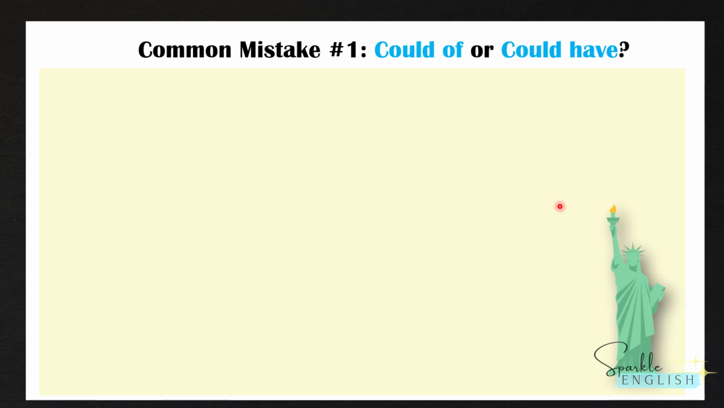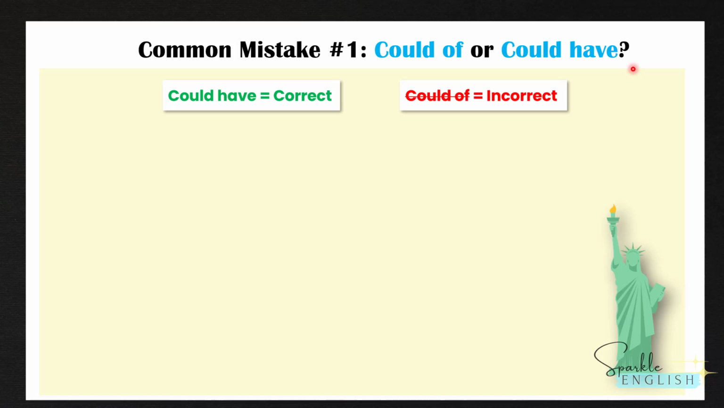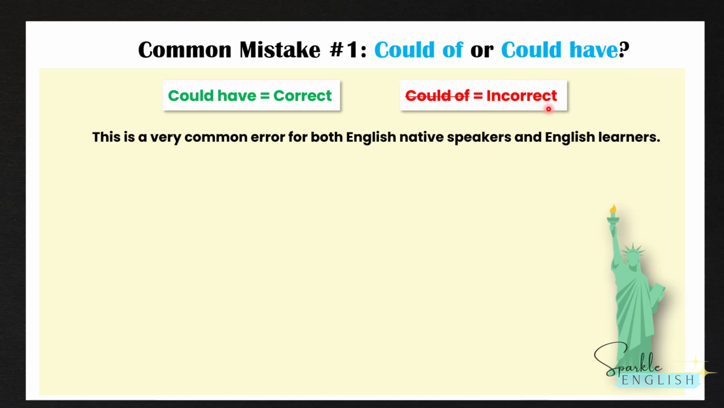So the first common mistake in English is, do you write could of or could have? And why do people make this mistake? Could have is correct. Could of is incorrect. This is a very common error for both English native speakers and English learners. That's because when we speak in English, we often pronounce could have like could of. However, could of is incorrect.